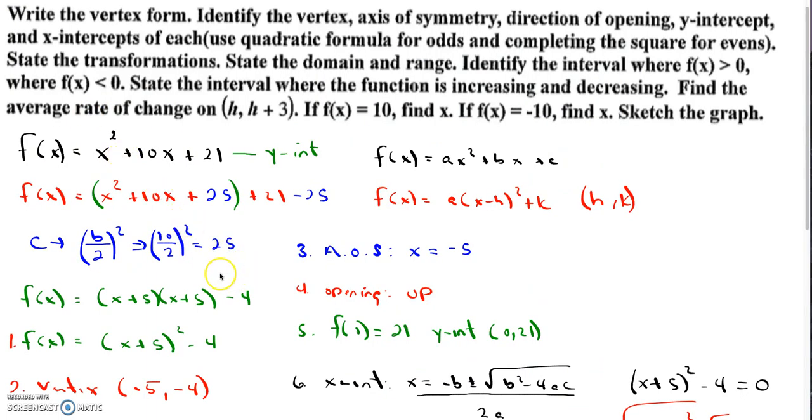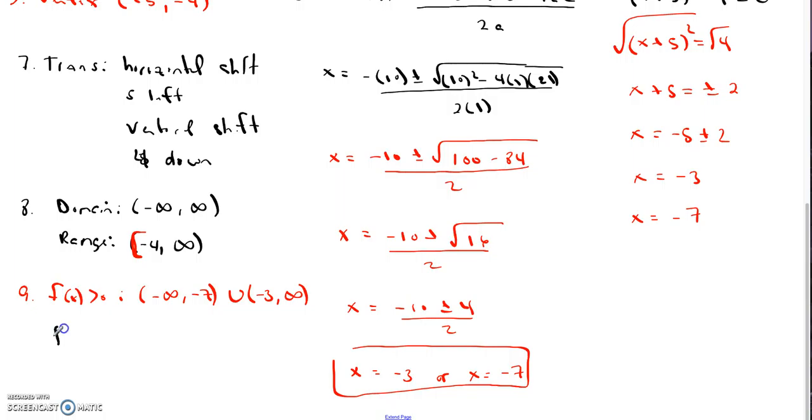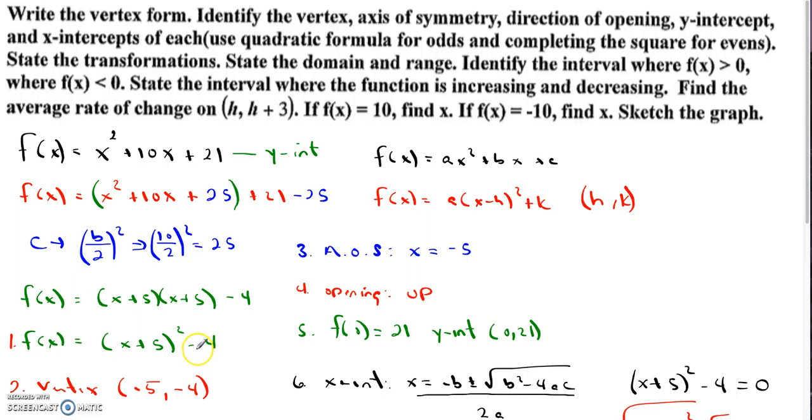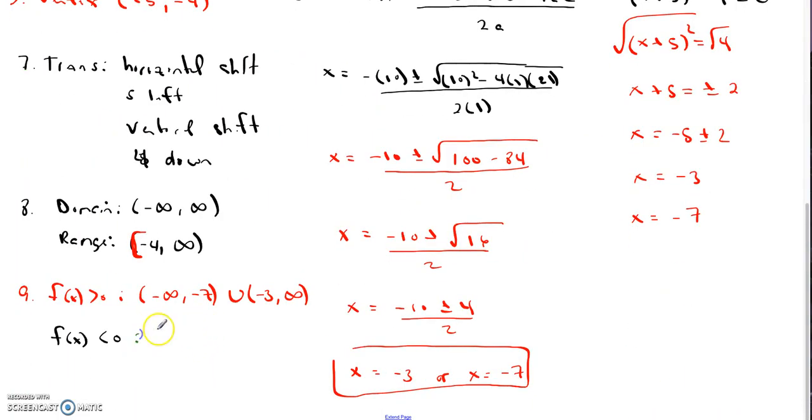Where is f of x less than 0? So looking at my graph, where is it less than 0? It's less than 0 from here to here. So on the interval negative 7 to negative 3. If it said less than or equal to 0, what would be the difference here? Yep, then these parentheses would turn into brackets. So now we have our intervals.